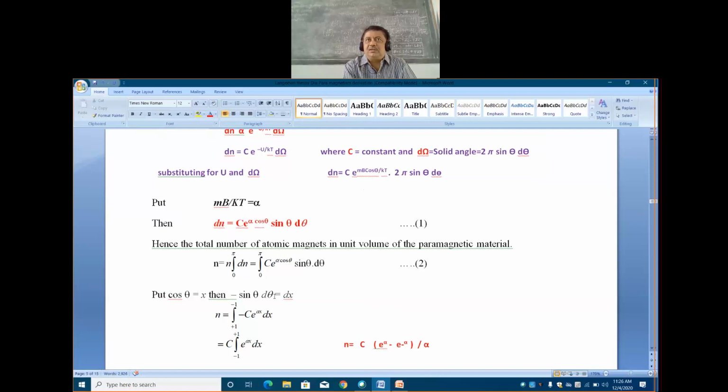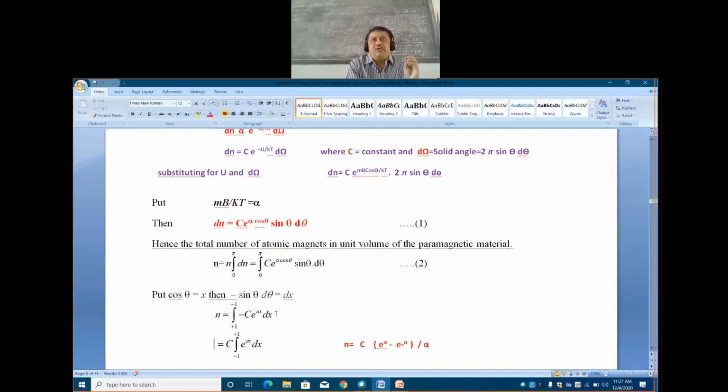So we want sin theta d theta, it can be minus dx. So the expression becomes integral 0 to pi c e raised to alpha x minus dx. And the limits: put theta equal to 0, lower limit, cos 0 becomes plus 1. Put theta equal to pi, upper limit, cos theta is minus 1. Therefore, n is equal to the integral from plus 1 to minus 1, minus c e to the power alpha x dx.